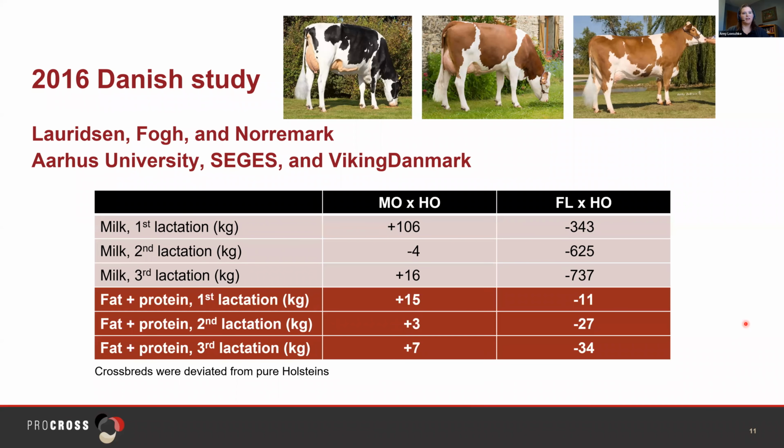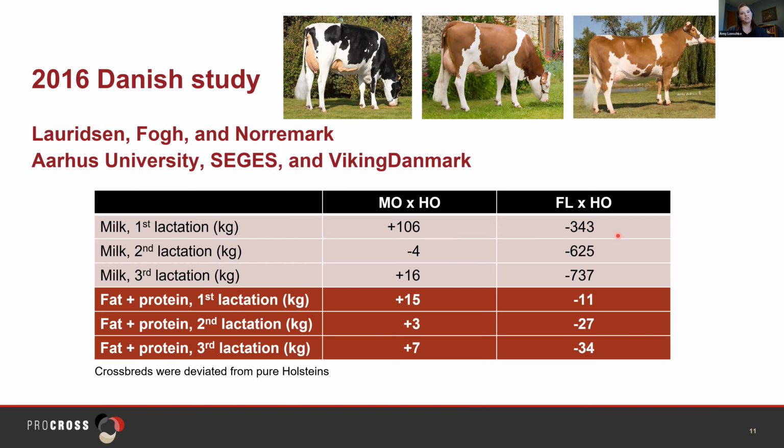I want to illustrate that with some Danish data that has been collected back in 2016. This is a national data set across many herds in Denmark. I think they had over 2 million Holsteins in that data set and several hundred of each of the Montbelliard and the Fleckvieh. How I'm presenting this data is Holstein served as the baseline. Montbelliard Holstein F1 crosses are deviated from Holstein, as are the Fleckvieh.